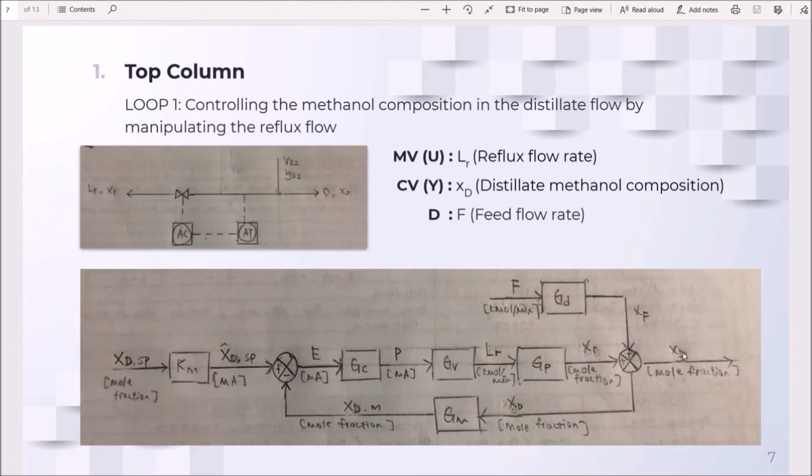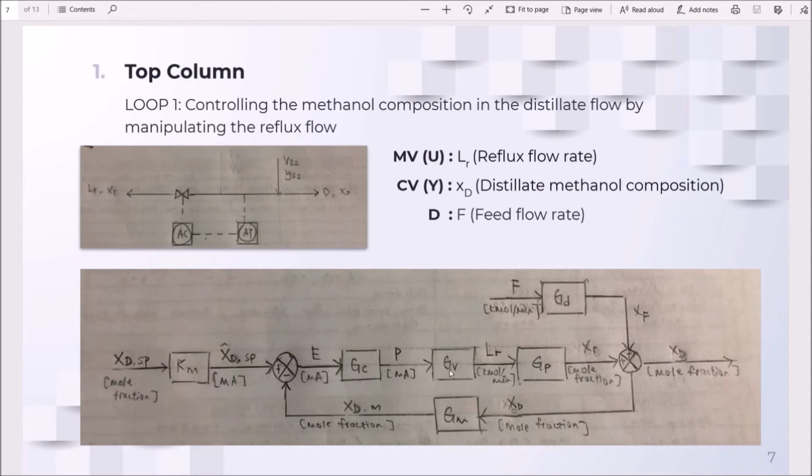We start from the measured variable, which is the XD. From here, it goes through a sensor where an electrical signal is produced to the comparator. The comparator compares the electrical signal of the XD set point and the XD measured, and an error is produced as an electrical signal to the controller, and from this controller it will also produce an electrical signal to the valve.